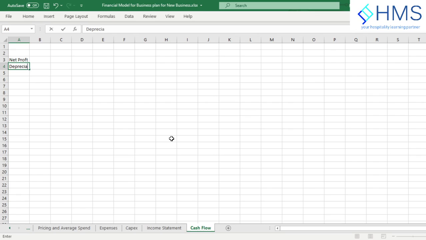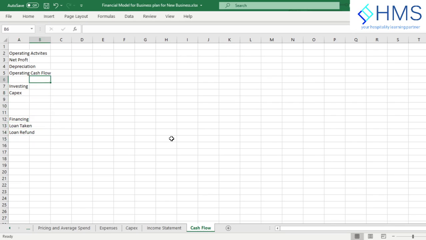plus depreciation, right? Initial capital. This is operating activities, operating cash flow, investing, and financing. Okay, so investing means capex, how much money we spend, and then loan taken and loan refund, right?